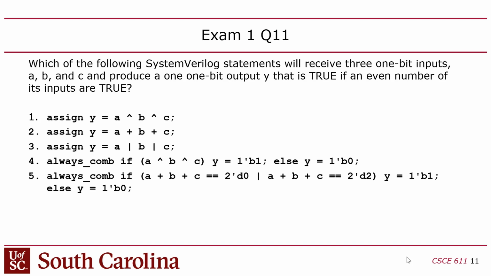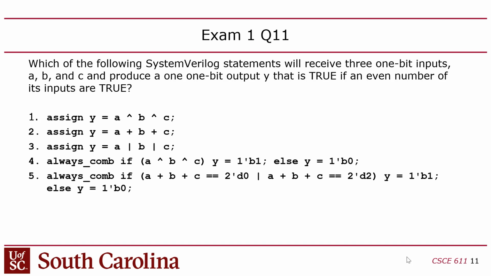Oh, wait a minute. But if all three of them were, oh, never mind that. Yeah. If all 3 were 1, the answer would be 3, in which case y would be 1. And then I think this one works too, right?